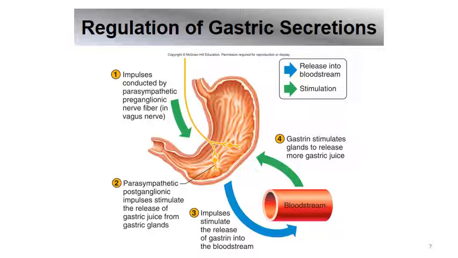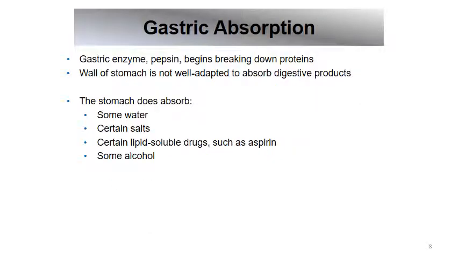So here in this picture, what this shows is the parasympathetic signals going to the stomach to increase the stomach's activity. The stomach releases gastrin, and then gastrin stimulates the glands to release more gastric juice. And so here, gastric enzyme pepsin, we already said, know that it breaks down proteins. But so other nutrients are not broken down and also not really absorbed. But so here, some of the things that the stomach does absorb: water, salts, drugs such as aspirin, and alcohol.